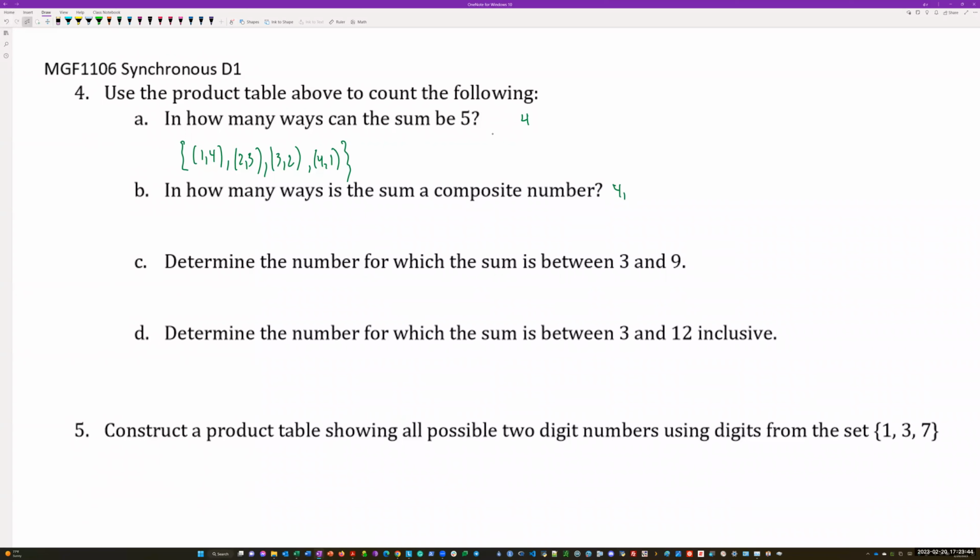4, 6, 2 is prime. 8, right? 10, and 12. Does that make sense? So then we would have to find out how many ways there are to do each of these. How many ways are there to get a 4?